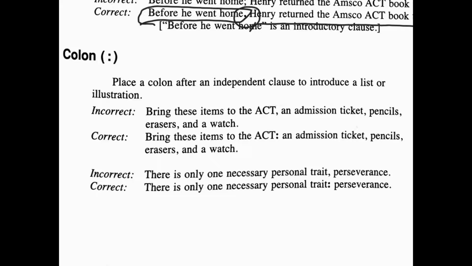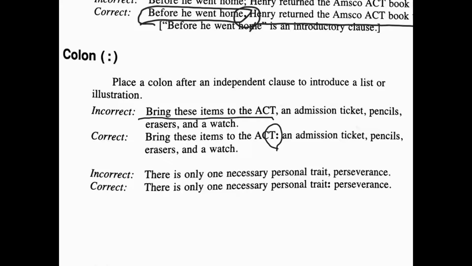A common mistake would be to look at that sentence and say it's fine. But remember what I said. Bring these items to the ACT is an independent clause. If you have a list after an independent clause, you need to use a colon.